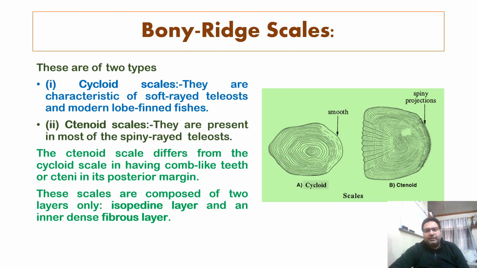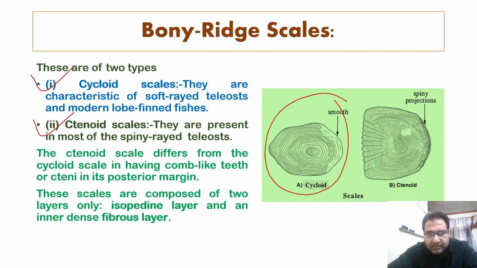Now we shall talk about the bony ridge scales. These are of two kinds: the cycloid scales and the ctenoid scales. Cycloid scales are characteristic of the soft-rayed teleosts and modern lobe-finned fishes. Ctenoid means comb, so it looks like a comb, which is why we call them ctenoid scales. Ctenoid scales differ from cycloid scales in having comb-like teeth, or ctenii, on the posterior margin.